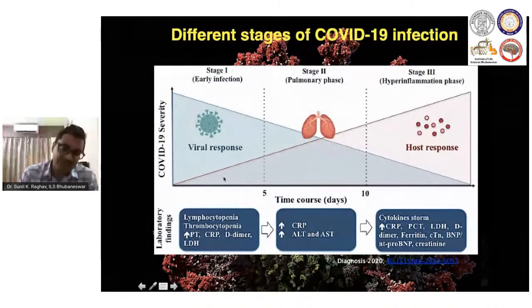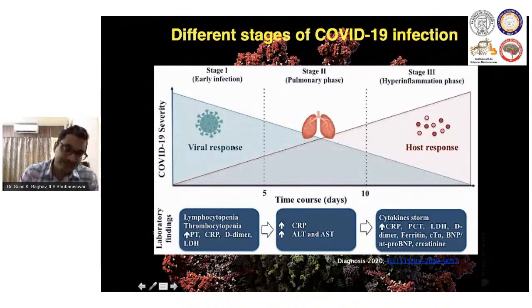Stage 1 is basically early infection of the virus, and during this stage there is lymphocytopenia, basically a decrease in white blood cells, and these markers, C-reactive protein, D-dimer, lactate dehydrogenase, these molecules go up. Then during the pulmonary phase, when the lung gets infected, you have very high levels of these proteins. These are basically liver proteins as well. These are acute phase response proteins that increase the inflammation.